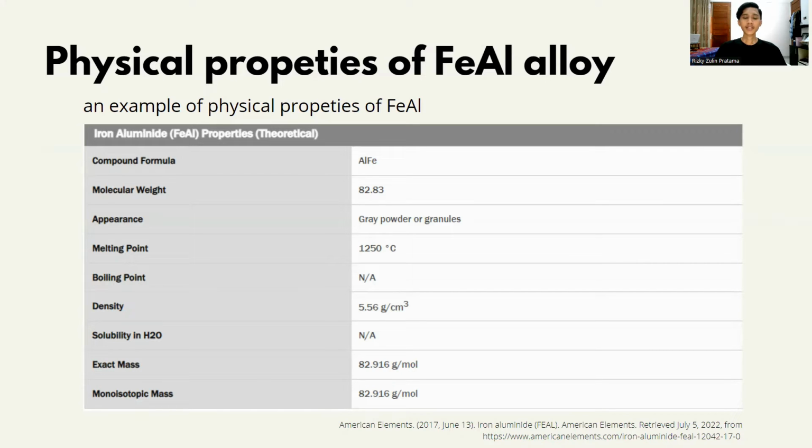The exact mass is 82.916 gram per mole, and the monoisotopic mass is 82.916 gram per mole.